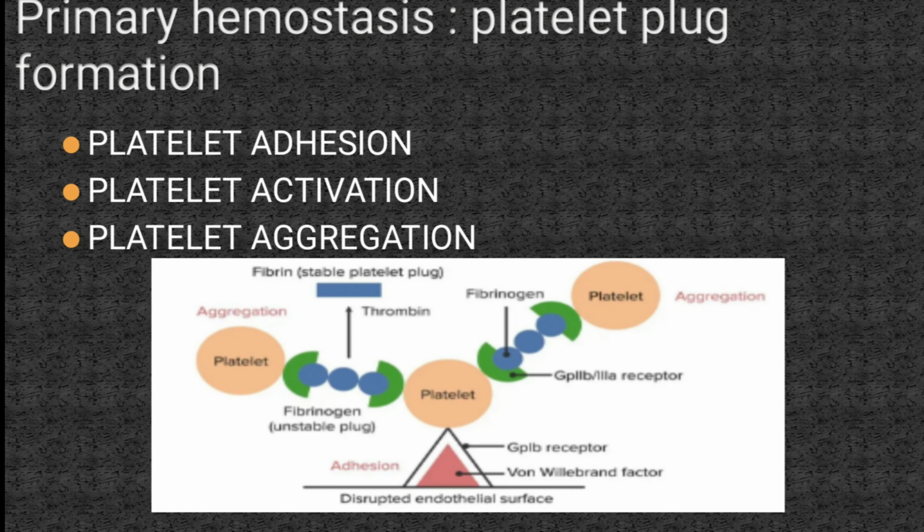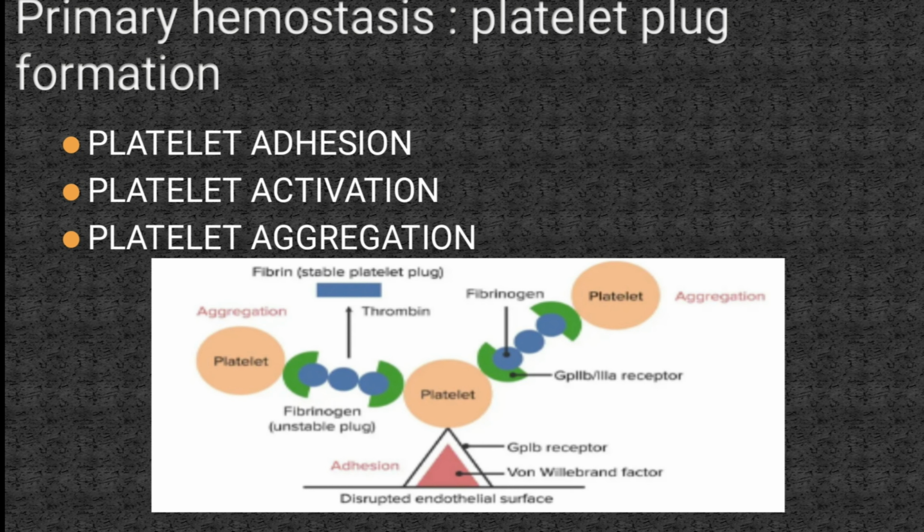Then during platelet activation, the shape of the platelet is rapidly changed. It changes from a round disc to a flat plate with spiky protrusions so that the platelet surface area is increased. So when the platelet surface area is increased, more other platelets can come and aggregate to each other.